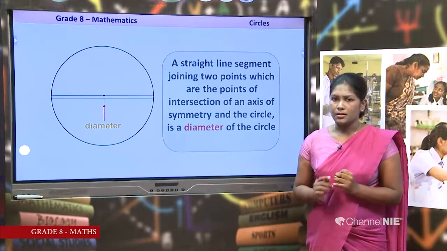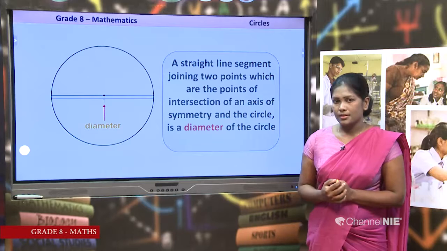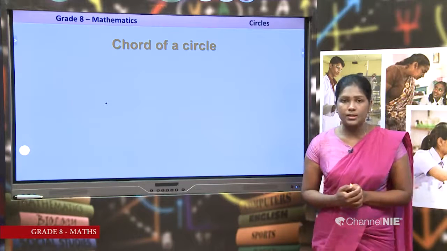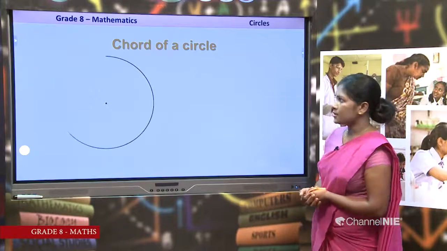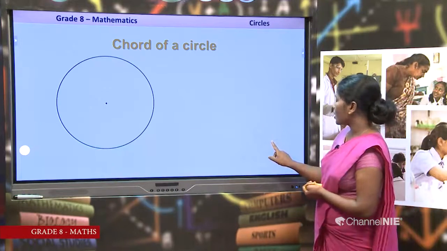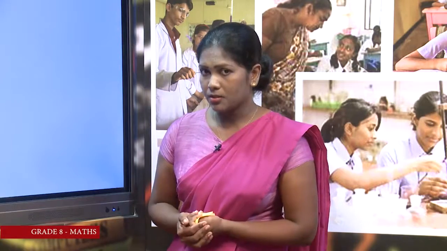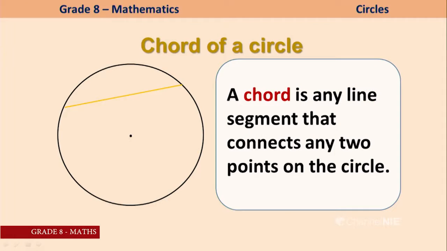Now you know the center, radius and diameter, and also symmetrical axis. Next, we have to talk about chord of a circle. What is the chord? When we draw a circle, you can join 2 points of this circle. There is a line segment. This line segment we can call chord. What is the definition? A chord is any line segment that connects any 2 points on the circle.